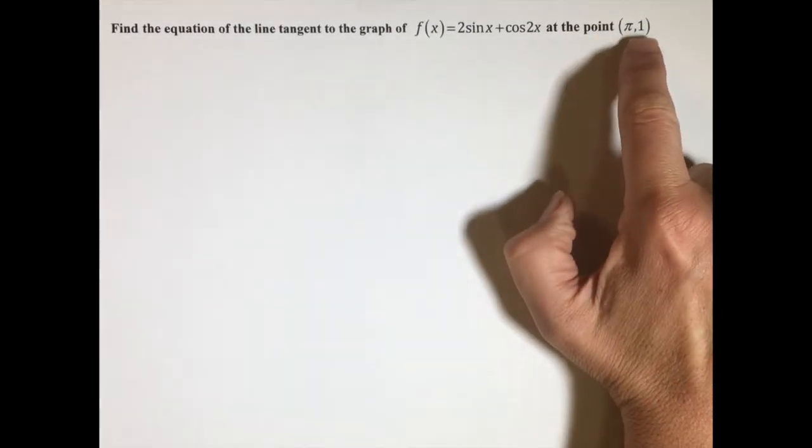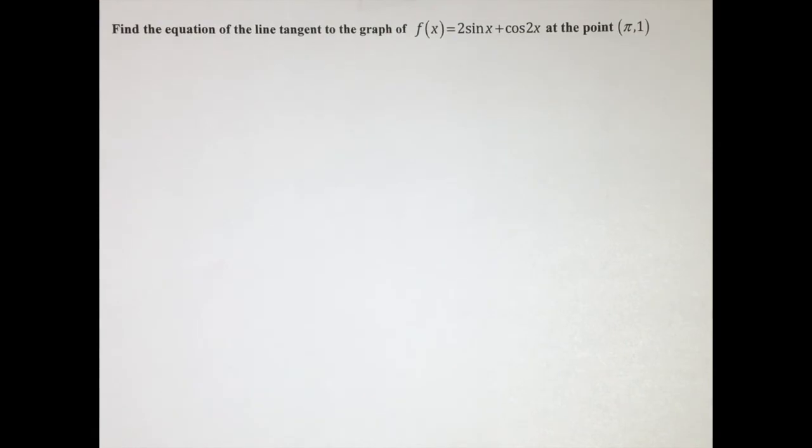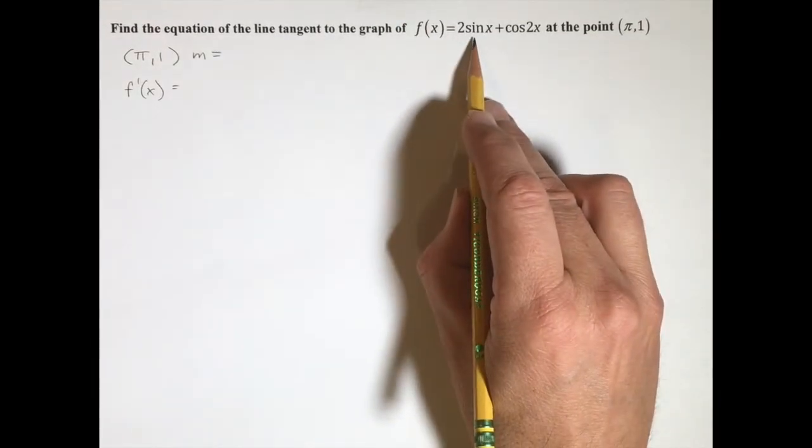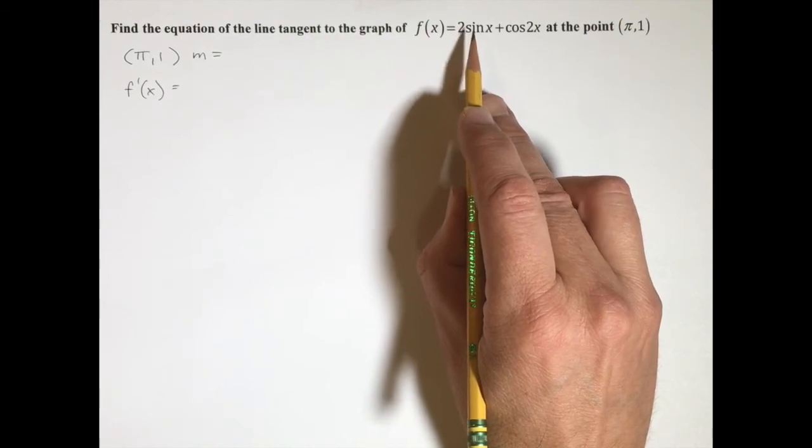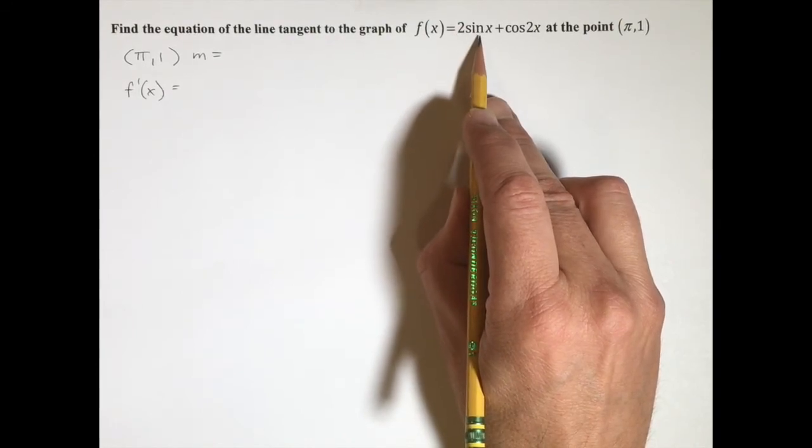Here we're being asked to find the equation of the line tangent to the graph of f at the point pi comma 1. When we're asked to find the equation of a line, we of course need a point and a slope. We have a point, we just need a slope, so we of course need to get the derivative. I'll first get the derivative of 2 sine x. I have a constant multiplier of 2, and the derivative of sine is cosine.